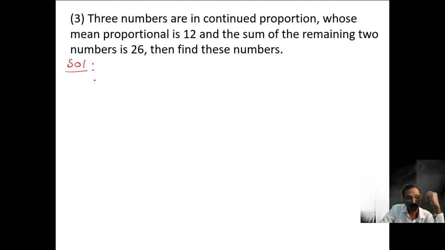Solution. Okay, here if you see, the mean proportion is given to us as 12. The sum of the remaining two numbers is given as 26. Then they have told me to find these numbers. To find these numbers, what do I have to do? First, I'll take three numbers which are in continued proportion. Let A, B, C be in continued proportion.